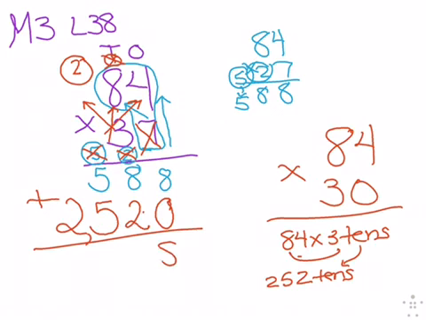And then you add them up. 8 plus 0 is 8. 8 plus 2 is 10. 5 plus 5 is 10. Plus 1 is 11. 2 plus 1 is 3. Your answer should have been 3,108.